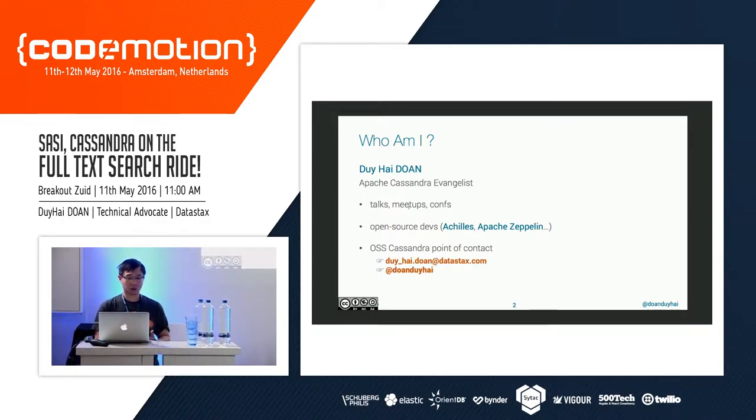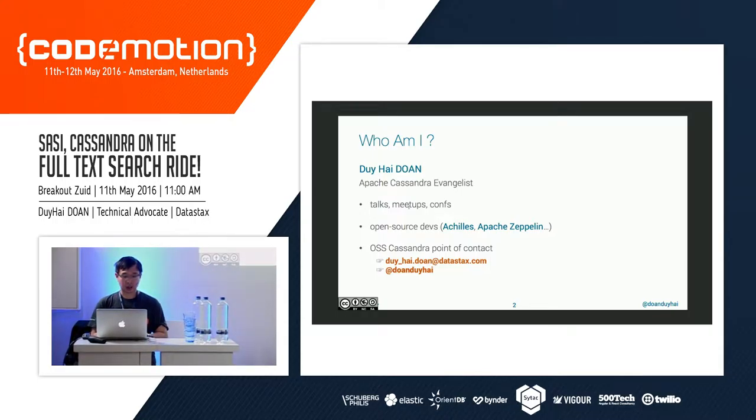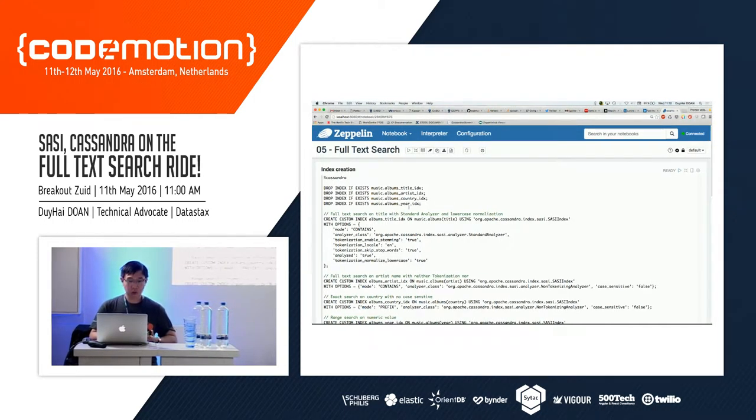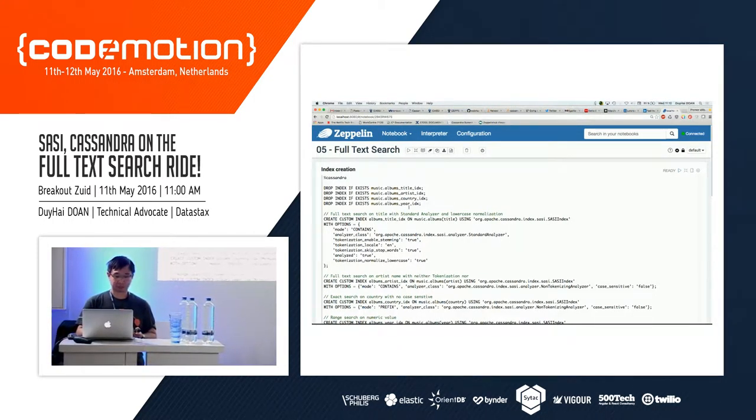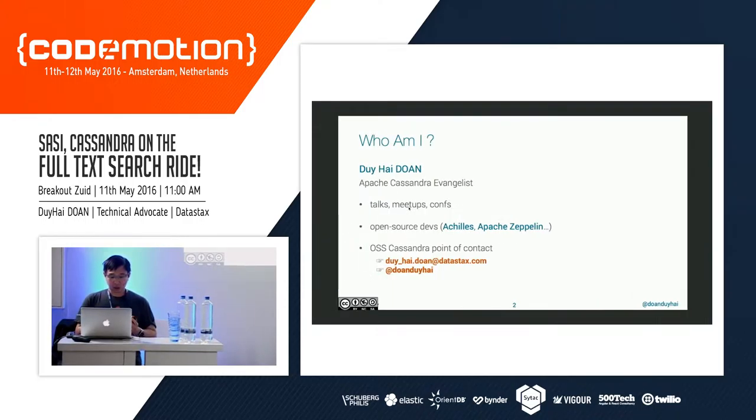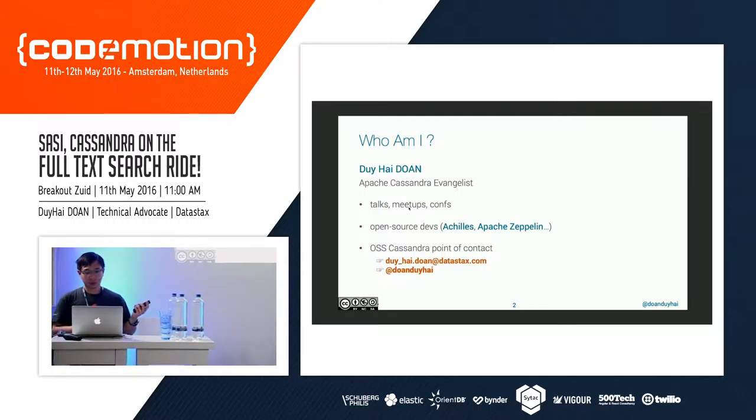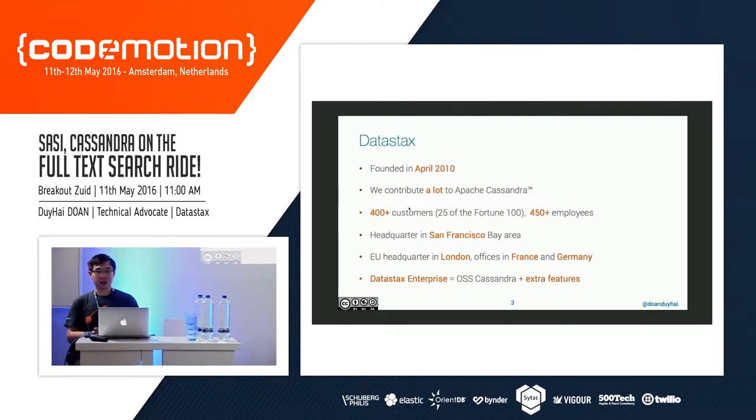I also work on open source projects like Achilles, which is an object mapper for Cassandra, and Apache Zeppelin that we are going to use for the demo later. If you have any questions about Apache Cassandra, you can drop me an email or ping me on Twitter. I am working for DataStax.